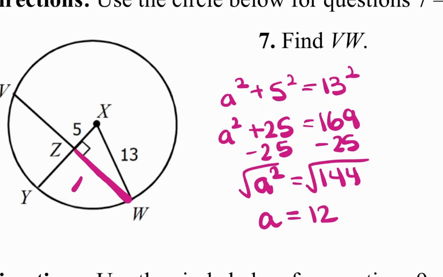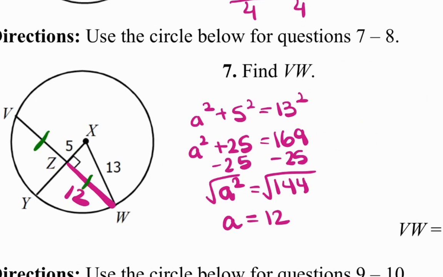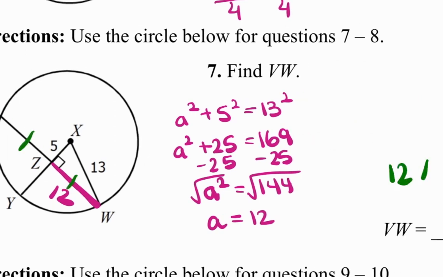So now we know this segment is 12. But we want the whole thing. And we know that if this is perpendicular, we're being bisected. So these 2 segments are congruent. So we just do 12 times 2. So VW is 24.